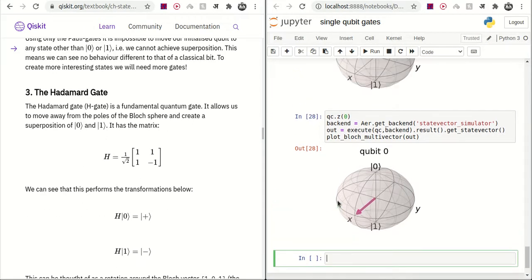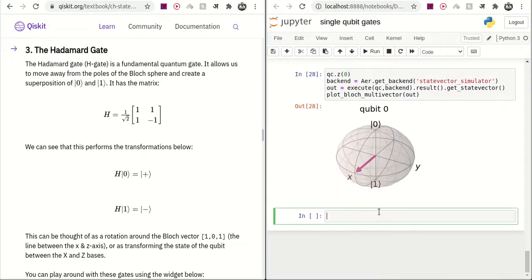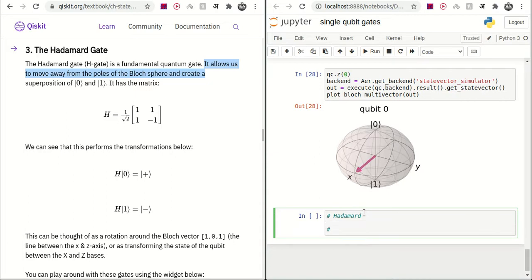What is this Hadamard actually doing? The Hadamard is a fundamental quantum gate. It allows us to move away from the poles of the Bloch sphere and create a superposition. So this gate creates a superposition of the 0 and 1 states.